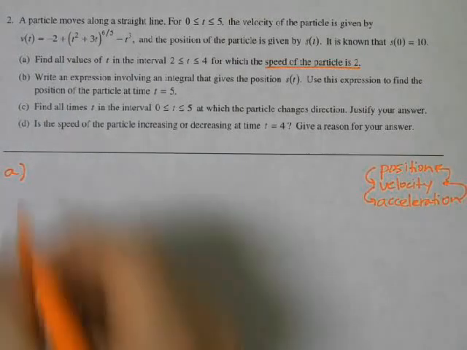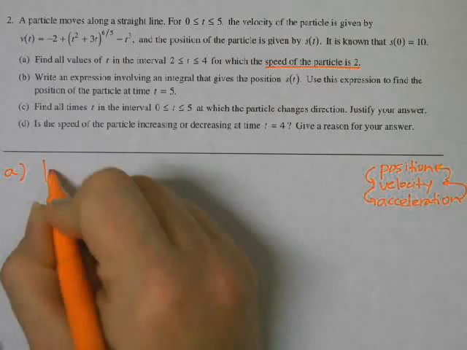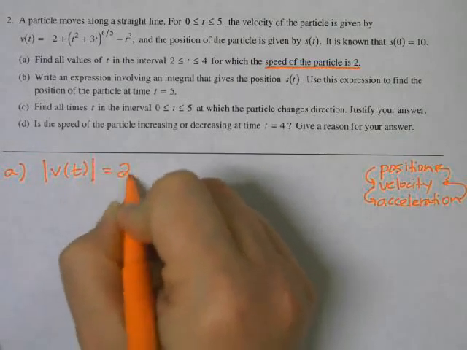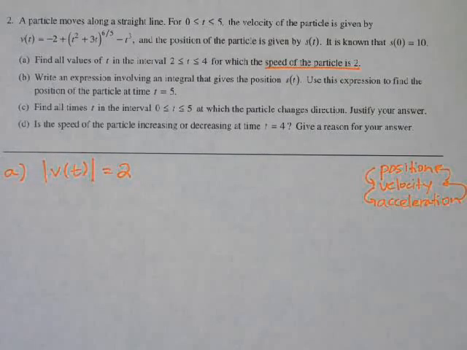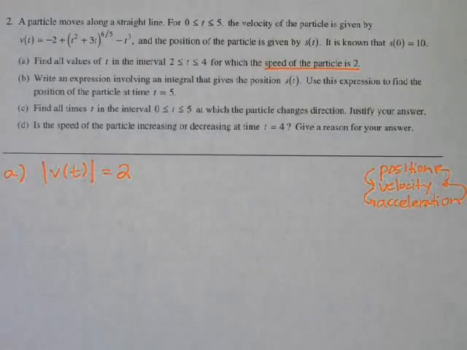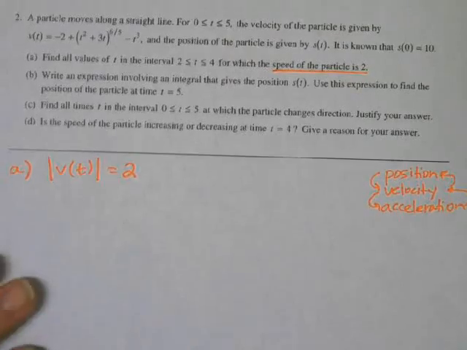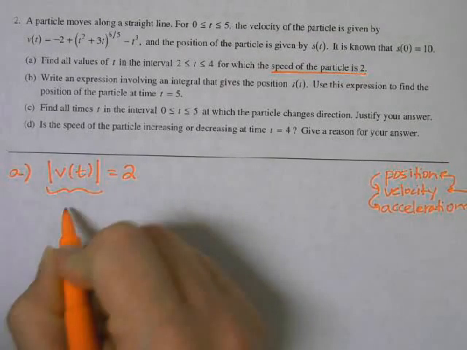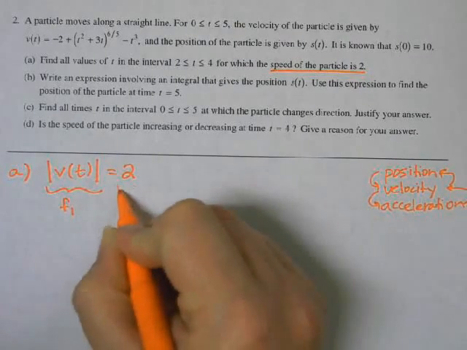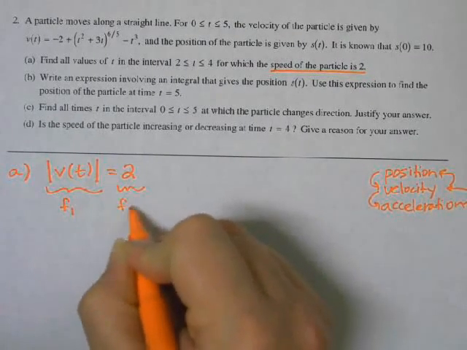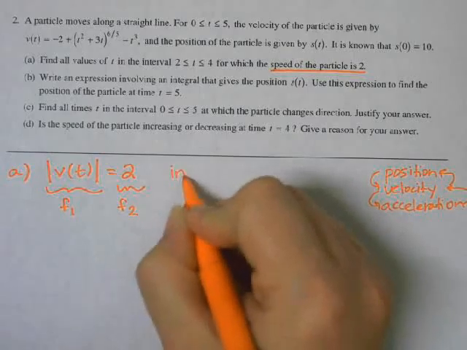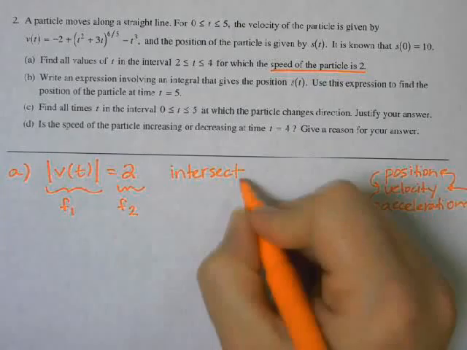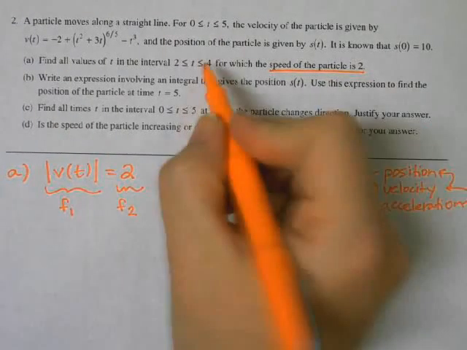Right. So what you can do is you can graph the absolute value of velocity and the line y equals 2 and look for where they intersect on the calculator. Right. And you want to make sure that you only look at the interval from 2 to 4. So we only want to give times from 2 to 4. So we're going to learn how to do this in the calculator.